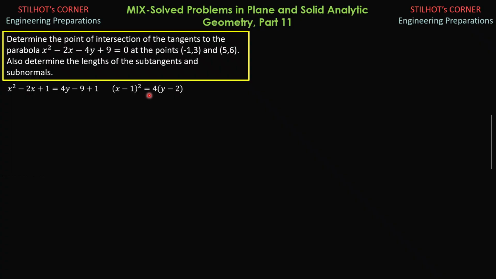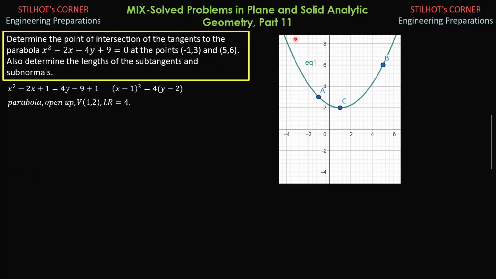Latus rectum is the distance between the ends of the latus rectum, and it is in general 4p, where p is the distance between the vertex and the focus, and vertex and directrix. So let's sketch it. Parabola open upward, vertex (1, 2), length of latus rectum 4. I use GeoGebra to have a smooth and accurate sketch.